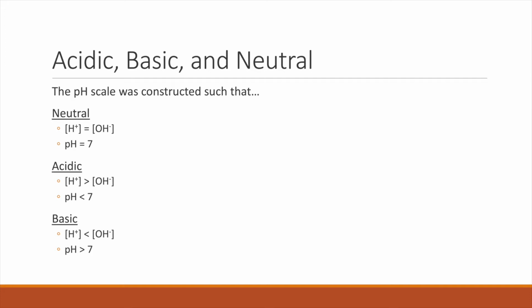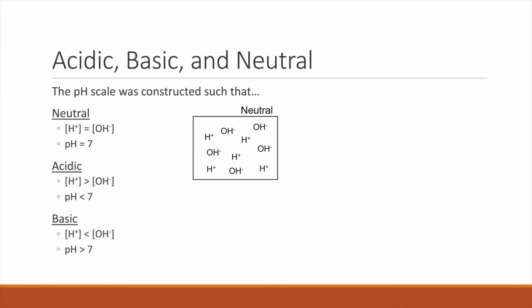Okay, so acidic, basic, and neutral. The pH scale was constructed so that neutral is where your concentration of H plus is equal to your concentration of OH minus. That's pH 7. So if you think about it, here in this diagram, I've got 1, 2, 3, 4, 5 OHs, 1, 2, 3, 4, 5 H pluses. Everything is equal, it is neutral.